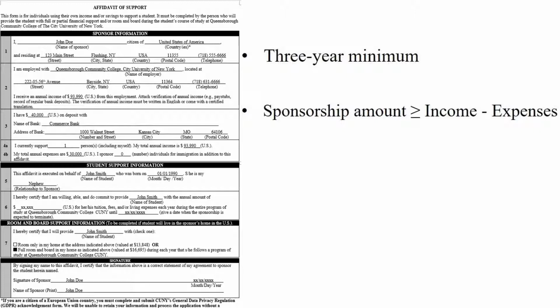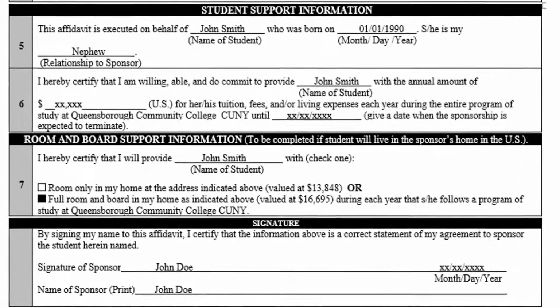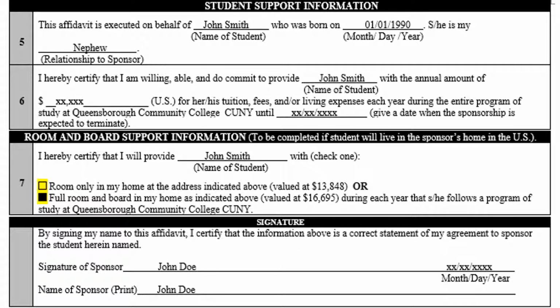If the sponsor lives close to Queensborough and wishes to provide you room and board, he or she must also include proof that she or he pays to live at the address listed in Field 1. Acceptable forms of proof include a current mortgage statement, a lease, or renter's agreement. If the sponsor provides this document, he or she can check one of the boxes in Field 7. The corresponding monetary value will then be deducted from the total annual program expenses. Once the affidavit is complete, the sponsor will sign, date, and print his or her name at the bottom.